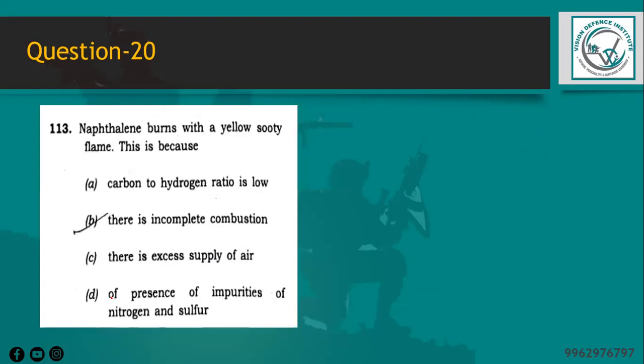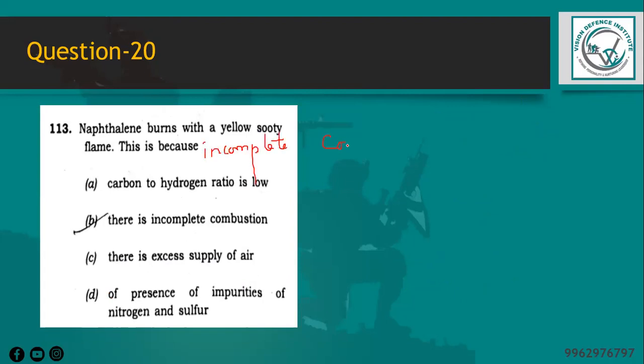The last question is, naphthalene burns with a yellow sooty flame. This is because of the options: carbon to hydrogen ratio is low, there is incomplete combustion, there is excess supply of air, or presence of impurities of nitrogen and sulfur. So why does naphthalene burn with a yellow sooty flame? Because it has incomplete combustion here.